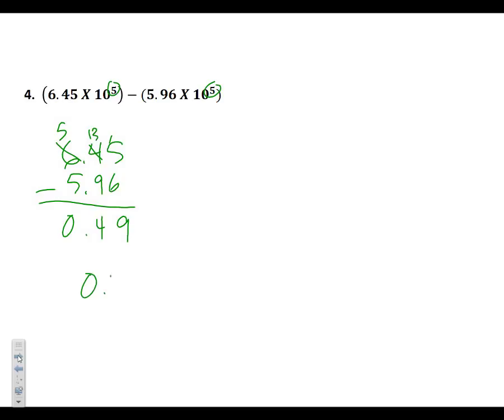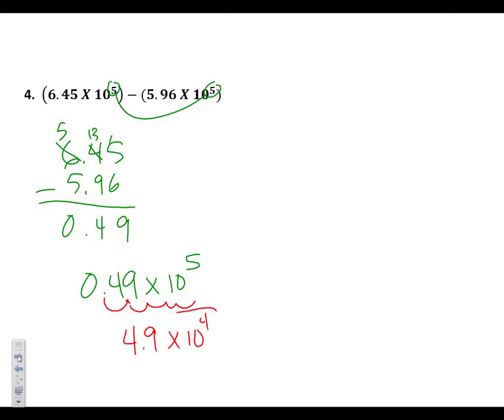So I end up with 0.49 times 10 to the 5th, because the 5th is the same exponent. We keep it when we subtract those. Unfortunately, our number is not in scientific notation because the decimal's in the wrong spot. I have to move it 1 to the right to get the decimal in the right spot. So what happens to the exponent? That's right, it goes down. 4.9 times 10 to the 4th. Voila. All you got to do is pay attention to what happens.